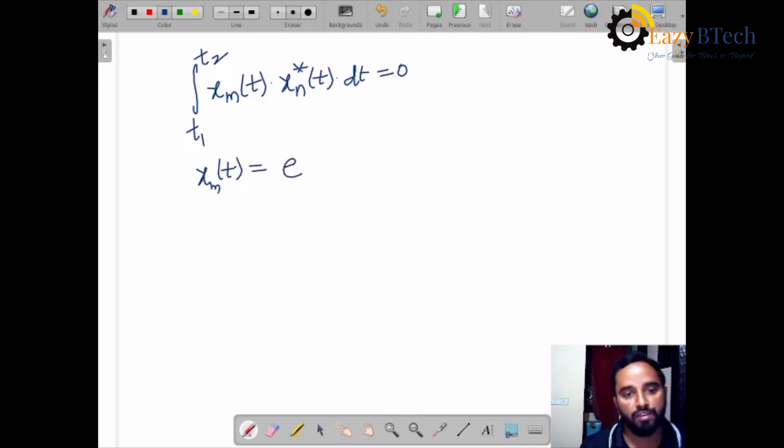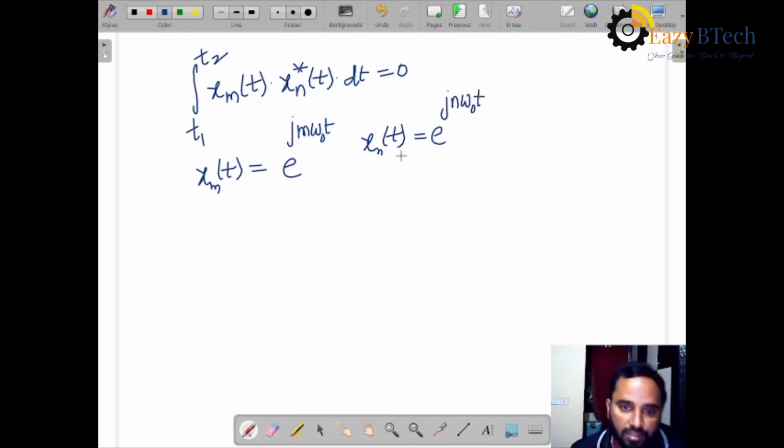What is xm of t? e power j m omega naught t. That is xm of t. Suppose if you take m is equal to 1, e power j omega naught t, it will become one function, one signal. For m equal to 2, e power j 2 omega naught t. And what is xn of t? e power j n omega naught t.